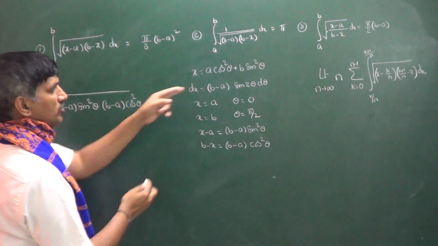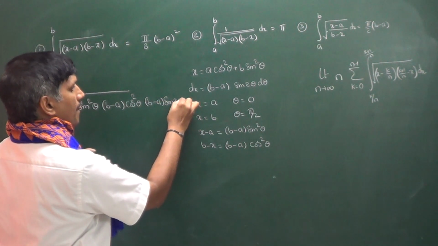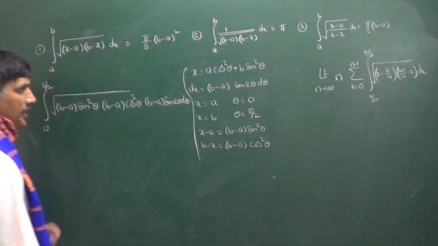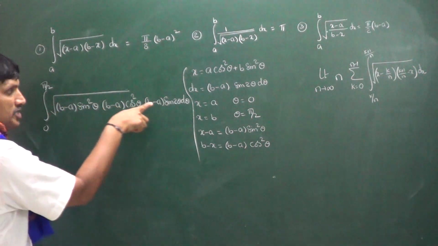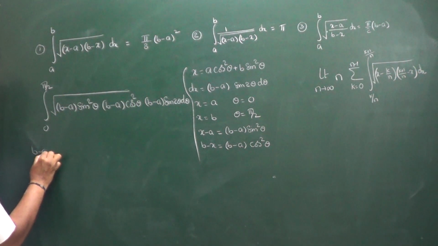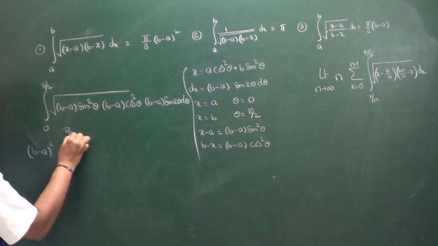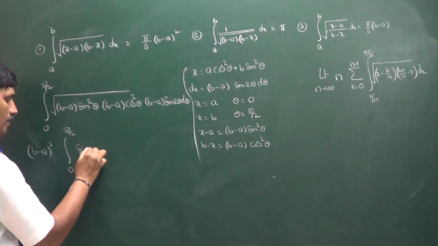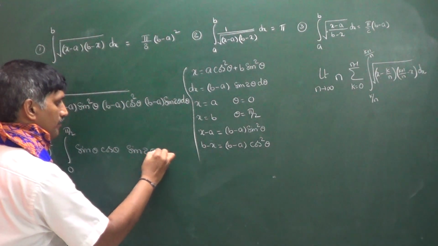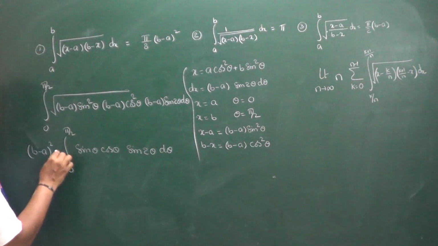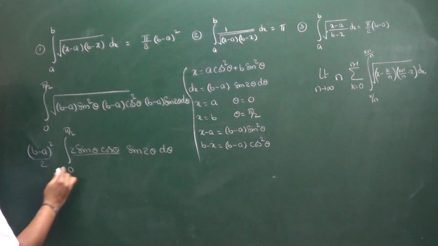In place of dx we have to write (b minus a) sin 2 theta d theta, right? So now what we can write here, (b minus a) whole square will come outside as (b minus a) into (b minus a). Total we are getting (b minus a) whole square into integral 0 to pi by 2 sin theta cos theta into outside sin 2 theta d theta, right? Now what I am doing is multiply with the 2 and divide with the 2. 2 sin theta cos theta is sin 2 theta.